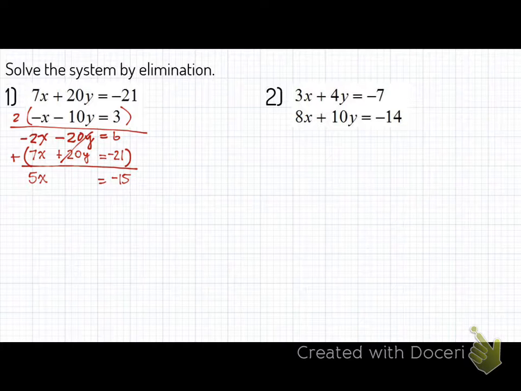Okay, so divide both sides by 5. We get x is equal to negative 3. Okay, and that's your first answer. Okay, now we want an ordered pair. This is not an ordered pair, so I have to plug this back into one of the first two equations.